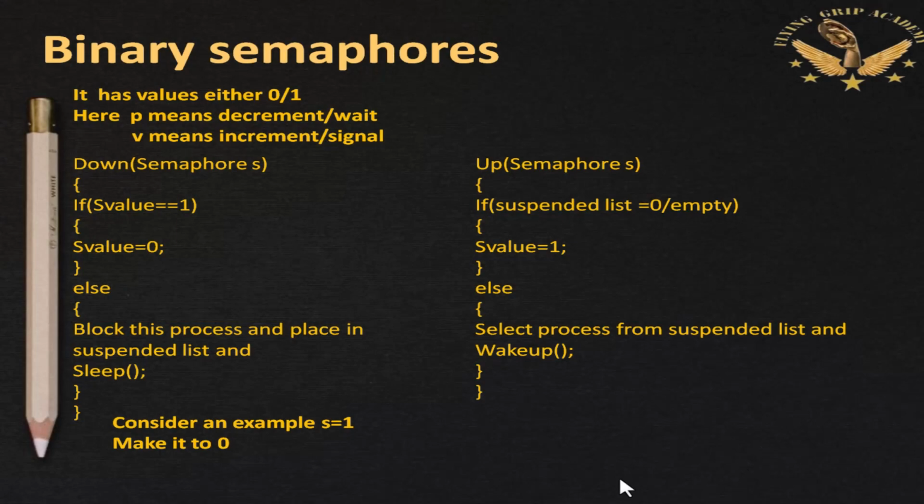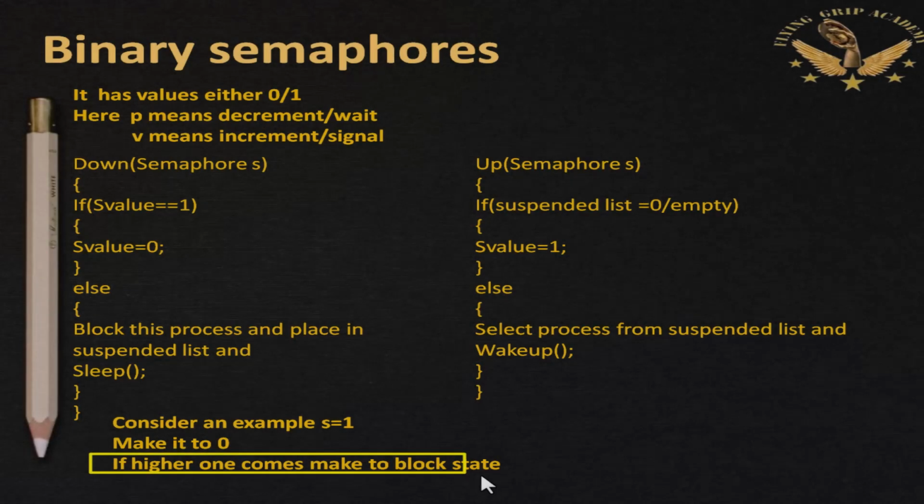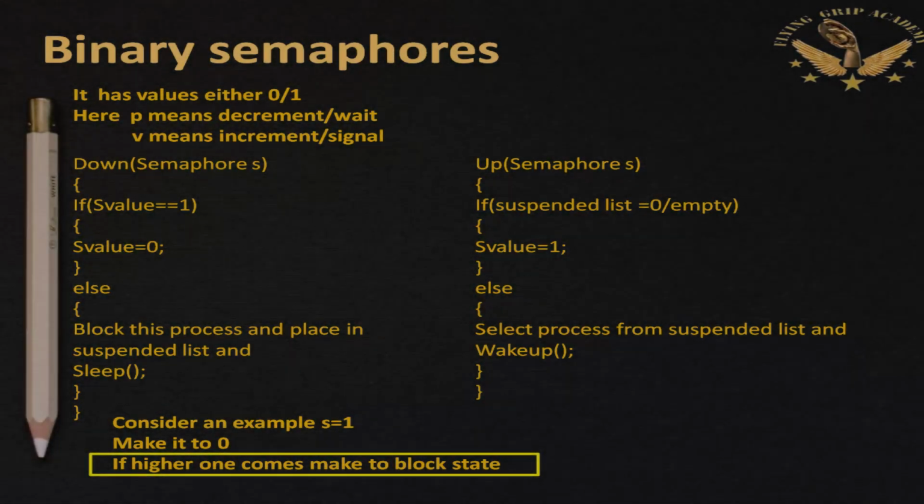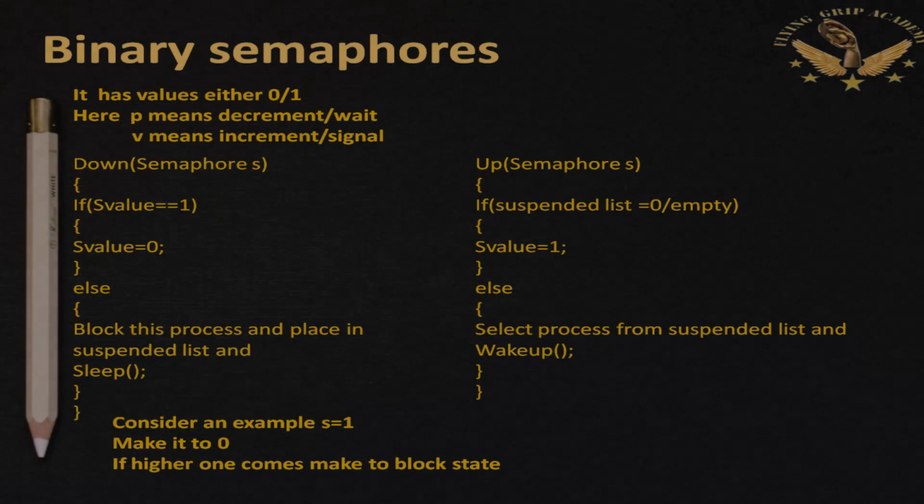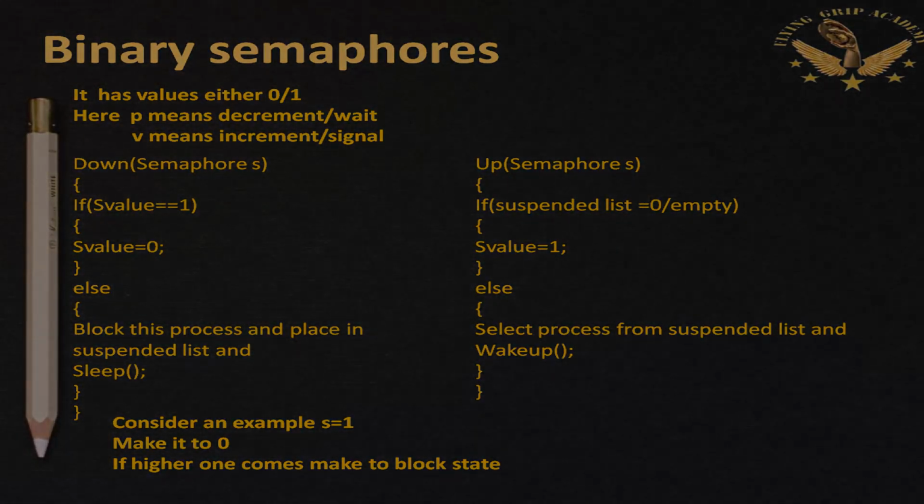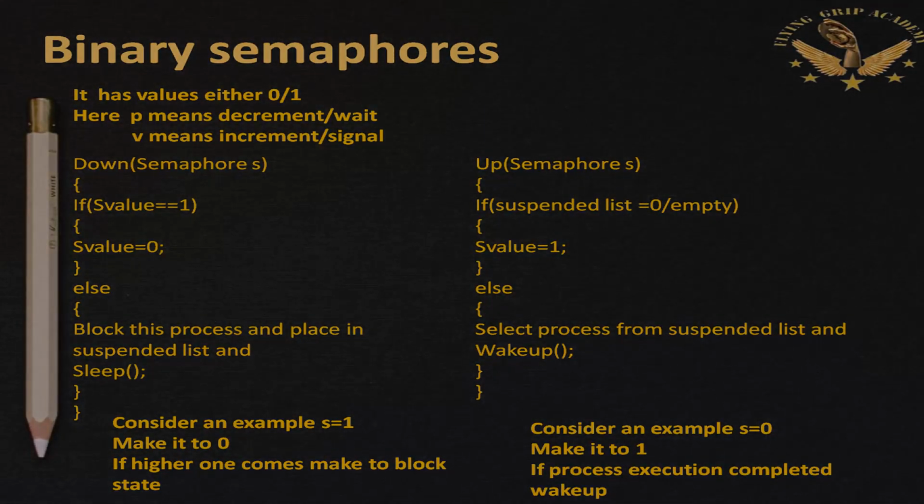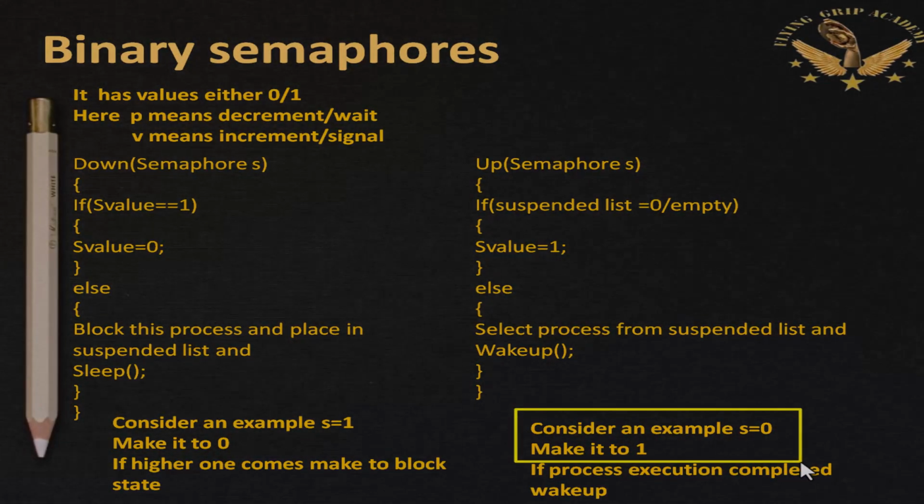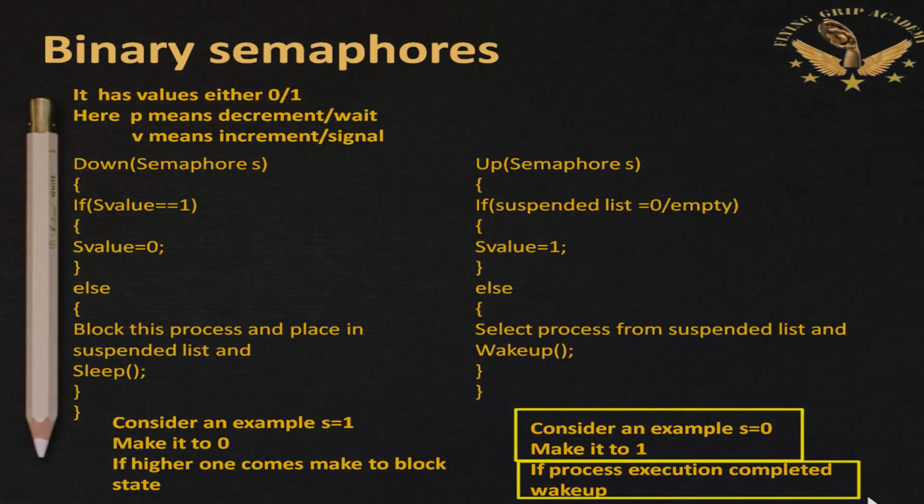So if you consider an example, S equal to 1, make it 0. So if a higher one comes, make it go to the block state. For example, S equal to 2 or 3, so either 0 or 1. So S equal to 1, make it 0. If you want to up the semaphore, make 0 to 1. If higher values come, it will remain in the block state. So consider an example, S equal to 0, make it 1. If process execution is completed, it will be woken up.